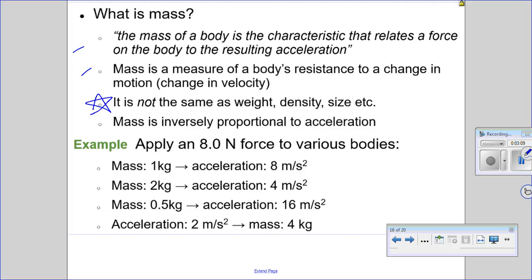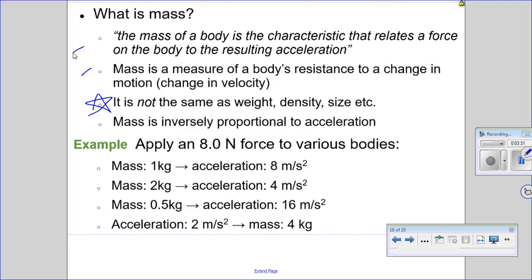Mass and weight are not the same thing. They're very closely related, but they're not the same thing. Tomorrow we'll learn that weight is the force of gravity on an object. Or I guess we've learned that now. But gravity pulls stuff down, right? The amount of force that gravity uses to pull something down, that's weight.